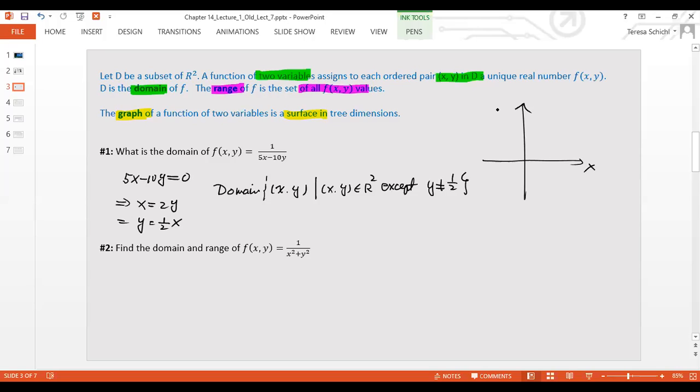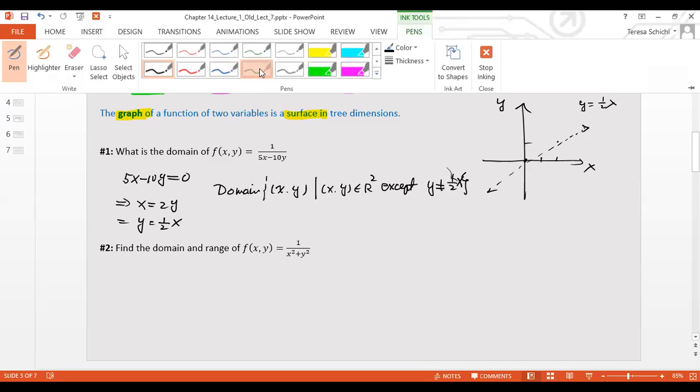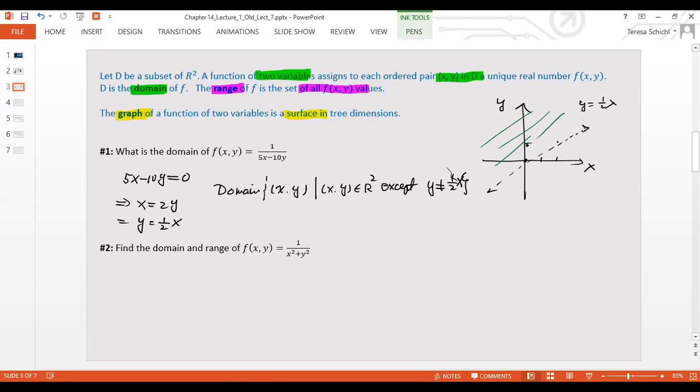So if you graph it, this is x and y, and then you graph y equal to 1/2 of x. When x equals 0, y is 0; when x equals 2, y is 1. So that is the line y equals 1/2 of x. The domain will just be all this area, except I cannot include this dotted line here.